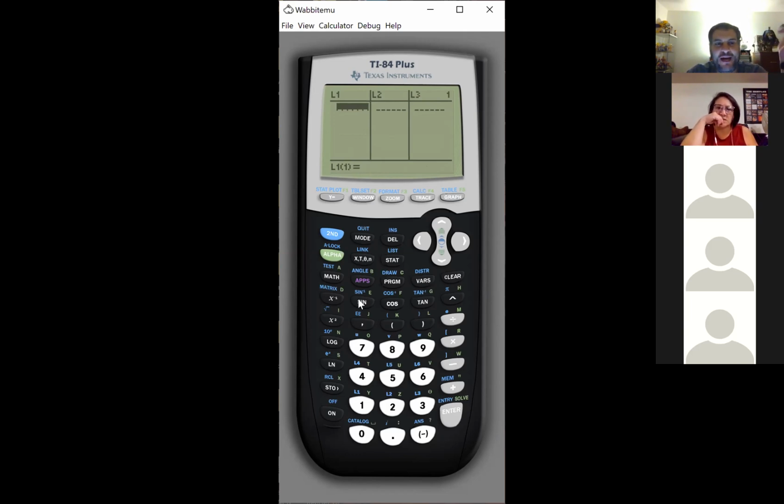All you have to do now is put in all the numbers. So we put 3, then press enter. Press 6, press enter. Press 1, press enter. Press 8, press enter. Press 7, press enter. Press 5, press enter. Any question on how to enter the data set?